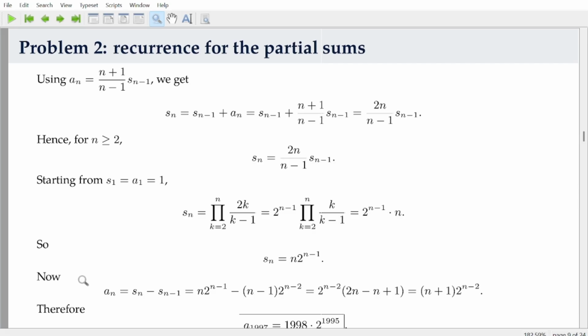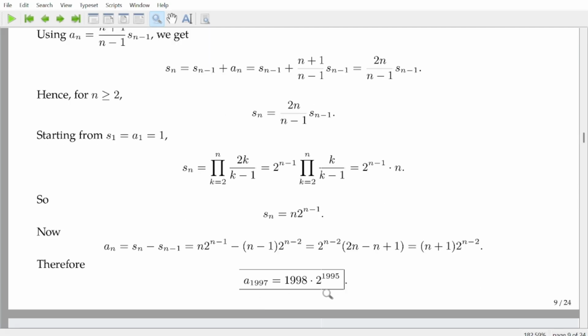And that's the nth term for our sequence a sub n. At this point, we can easily find a sub 1997, which is the goal of the question, by just substituting in n equals 1997, which gives us 1998 times 2 to the power of 1995. You can obviously clean this up a bit more by dividing 1998 by 2 and getting 999. So you can basically write this as 999 times 2 to the power of 1996, so you get an extra factor of 2 from the 1998.